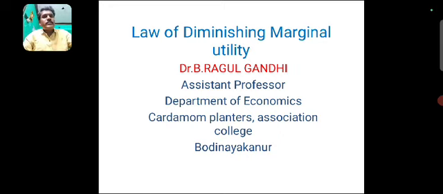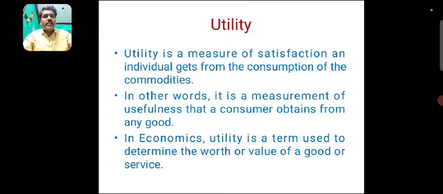Today we are going to discuss the law of diminishing marginal utility. Before we go to the topic, we must understand what utility is. Utility is a measure of satisfaction an individual gets from the consumption of commodities. In other words, it is a measurement of usefulness that a consumer obtains from any good. In economics, utility is a term used to determine the worth or value of a good or service.